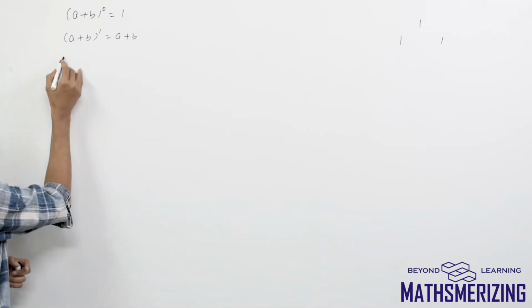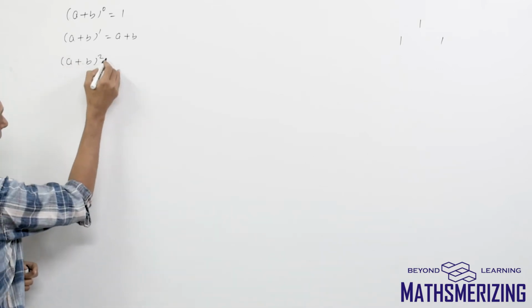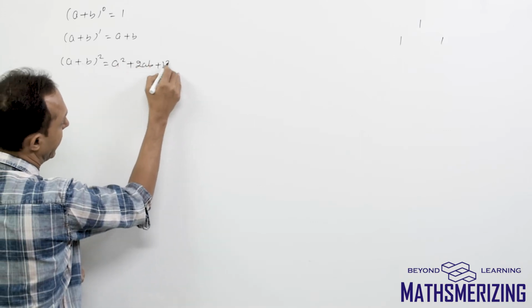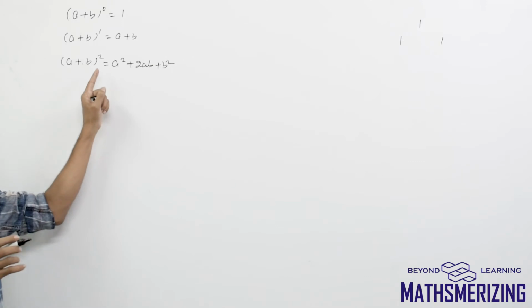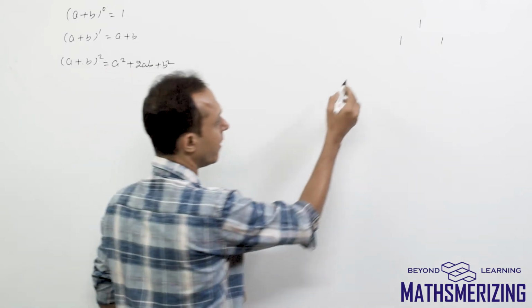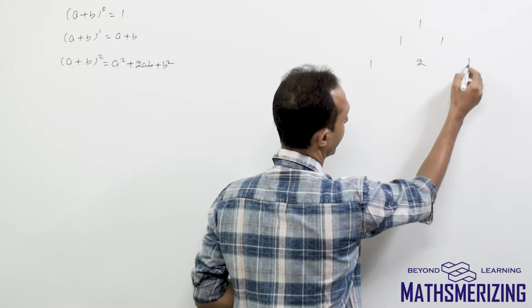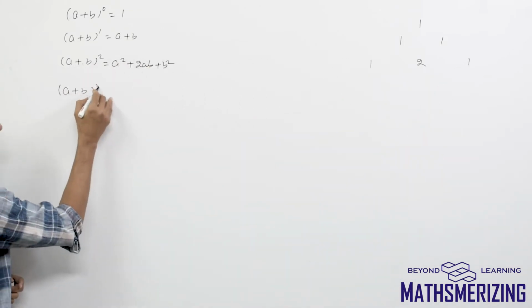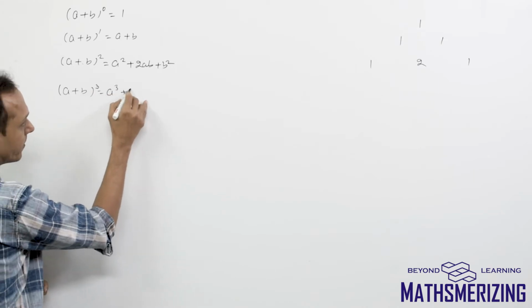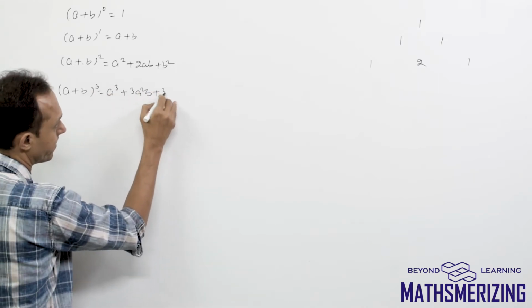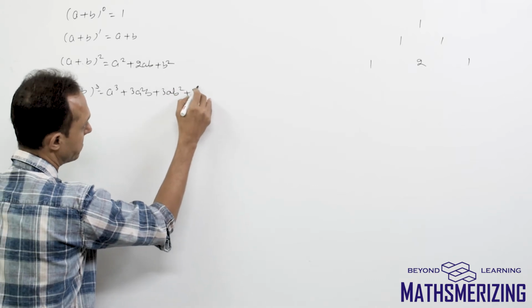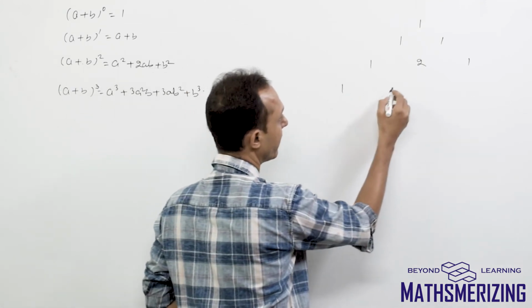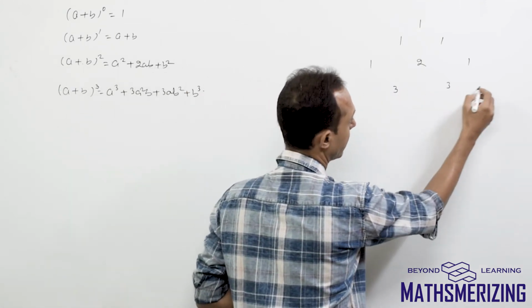Now, what about (a + b) whole square? So that is a² + 2ab + b². So now here the coefficients are 1, 2 and 1. So I'll write 1, 2 and 1. Now, what about (a + b) whole cube? So this is a³ + 3a²b + 3ab² + b³. So here the coefficients are 1, 3, 3, 1. So this is 1, 3, 3, 1.